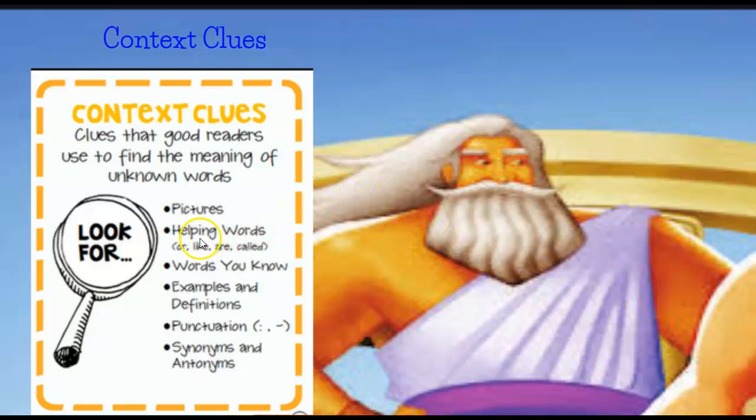Sometimes we can look for helping words like or, like, are, or called. Sometimes those give us clues to what maybe a vocabulary word is. Maybe there are words around that vocabulary word that you know that can help you understand the vocabulary word. Sometimes you can have examples or definitions to help you. Sometimes the punctuation that is used can help you. If I have an exclamation point, it might be something that's exciting. So maybe that word is something exciting.